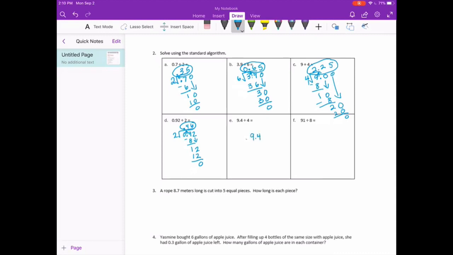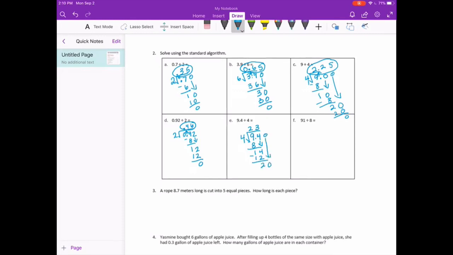9 and 4 tenths divided by 4. 4 goes into 9 2 times. 2 times 4 is 8. We have 9 minus 8 is 1. Bring down the 4. 4 goes into 14 3 times. 3 times 4 is 12. We subtract and get 2.